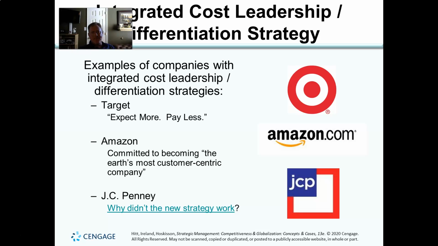So I'll give you some examples of companies that run that best value strategy. Target, their slogan, of course, is expect more, pay less. Amazon, they're committed to becoming the Earth's most customer-centric company. And that's really something when you think about the fact that they're an online retailer, which is not necessarily where we look for customer service, right? They're building a different business model.